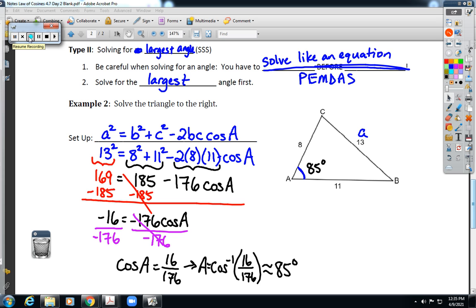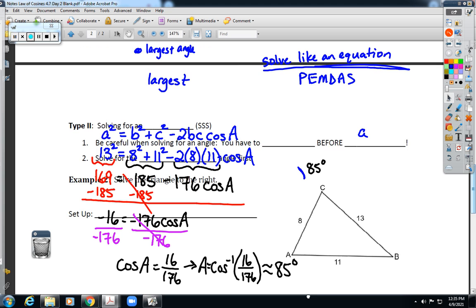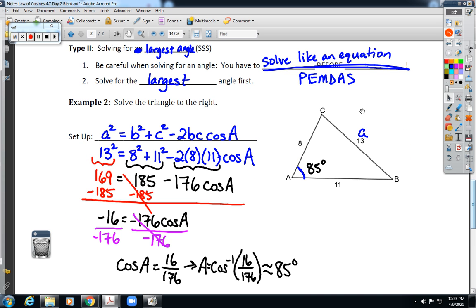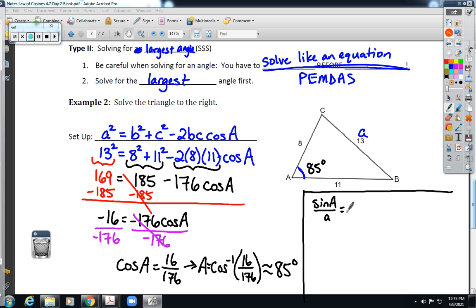So then from there, now that we have angle A, we would switch over to the law of sines to find one of the other angles. So we would say sine of A over little a equals the sine of, let's say, C over little c. So the sine of 85 over 13 equals the sine of angle C over 11.